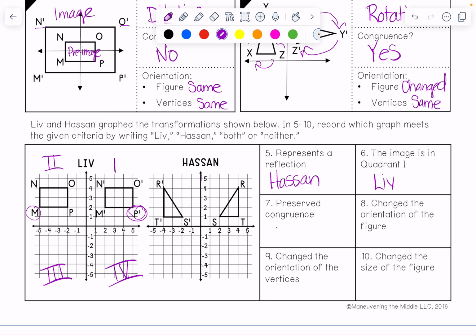So if we look here, both the pre-images and the image are congruent for both of those. The orientation of the figure, so the direction that the figure is facing, changed with Hassan. The orientation of the vertices changed just with Hassan. And then changed the size of the figure would be neither.